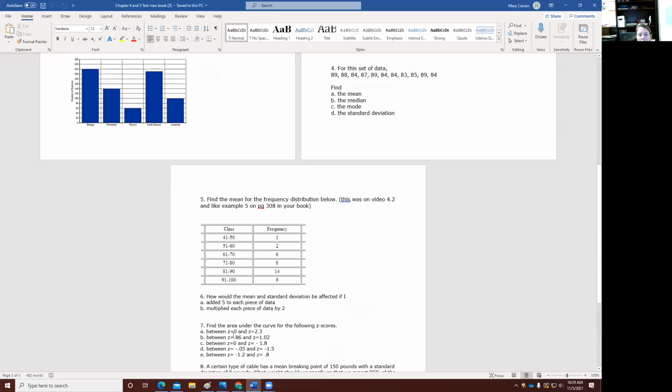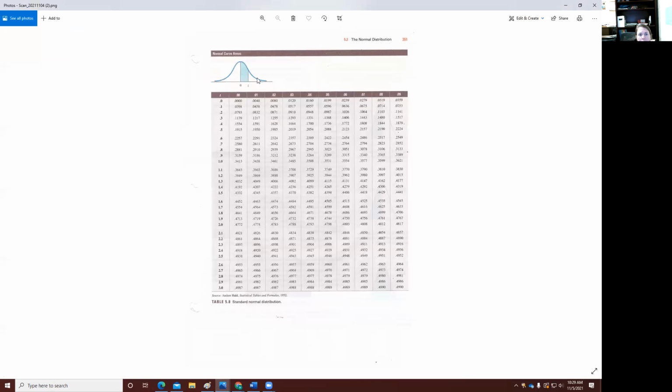Now, the first one we want to find is from 0 to 2.3. Notice on your z-score chart, you're going from 0 to whatever z-score you're given, which is 2.3 on this one. So we go down to 2.3, and this would be the answer. So that means 0.4893 is what percent it would be. Move the decimal 2 places to the right. So it'd be 48.93%. Okay.